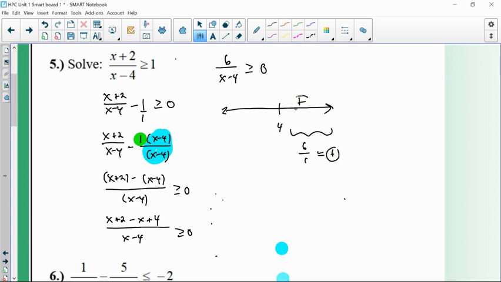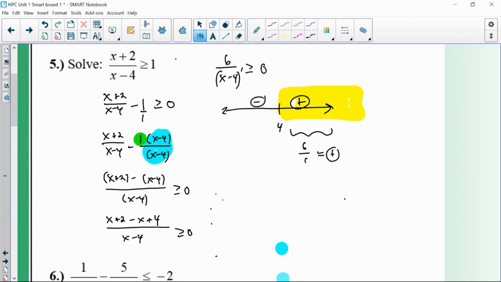Which means I know that this region is positive. And you could do one of two things. You could pick something that's less than 4 and see that you get a negative value, or realize that the multiplicity of this is an odd number, so it switches signs, so that's negative. So now I want to make sure that I pick the positive, where it's greater than or equal to 0, which is this region.